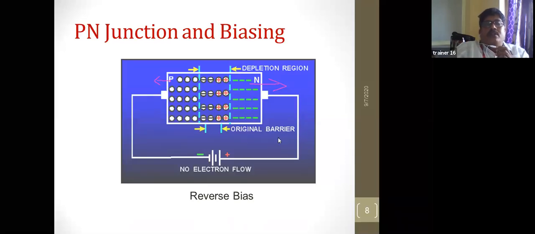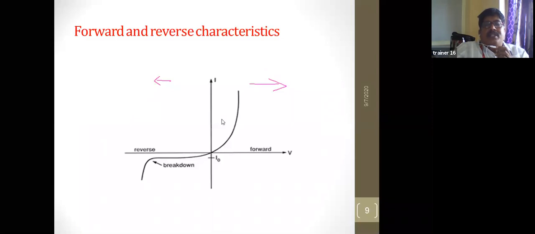The next is the forward and reverse bias characteristics. See here, in the forward bias, when the positive supply voltage is given to the PN junction diode, the current automatically increases. Whereas in the case of reverse bias, at one particular point of increasing the negative supply voltage, a breakdown automatically occurs.